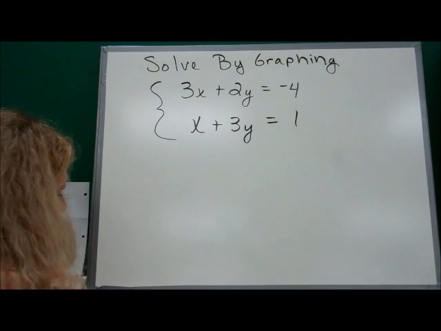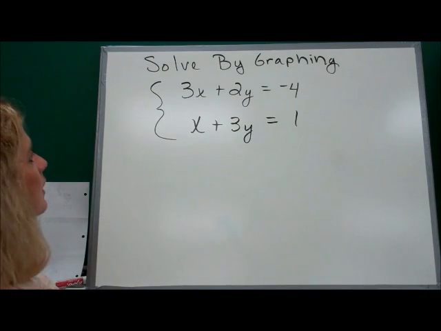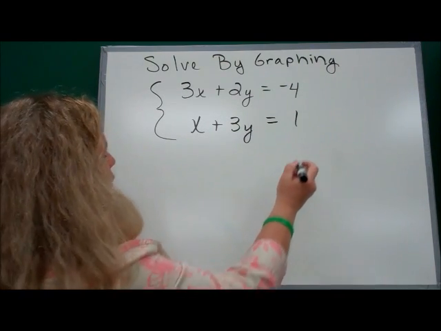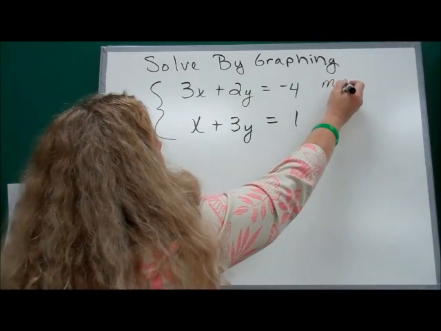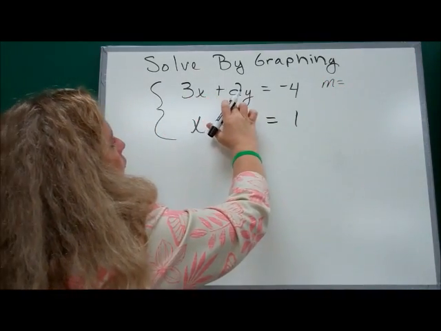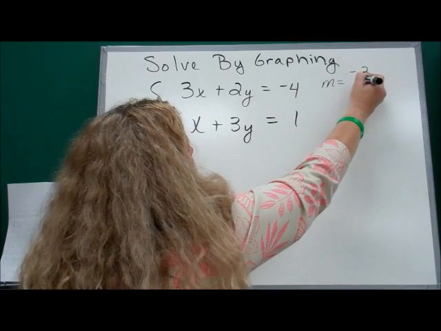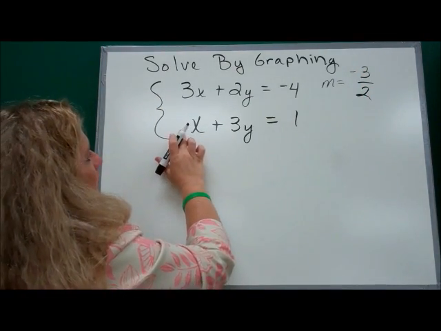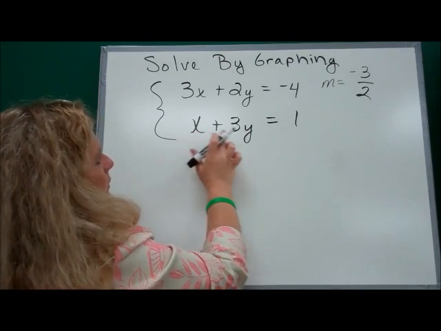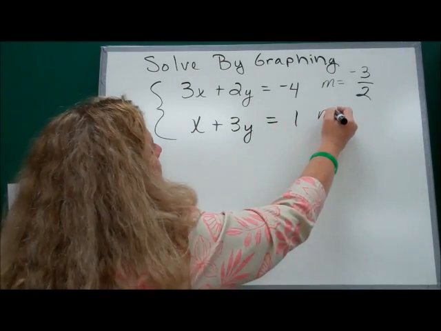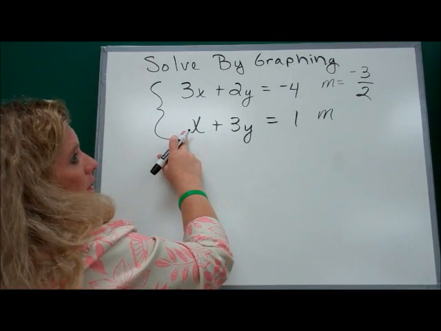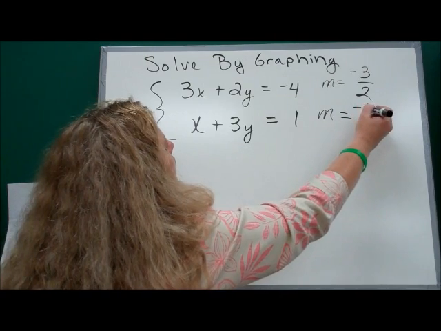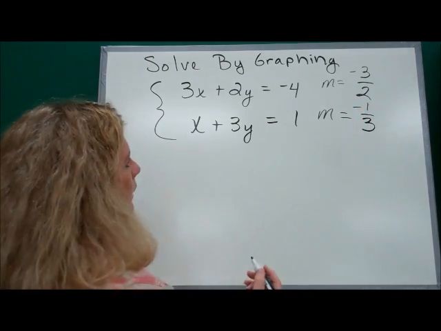Okay, here is a problem that we're going to solve by graphing. First, let's start by finding the slope of each line. So this slope is going to be negative a over b. So negative 3 over 2. The slope of this line is going to be negative a over b, or d over e, whichever you want to call it. What is it when it's not written? It is a 1. So your slope is going to be negative 1 over 3.